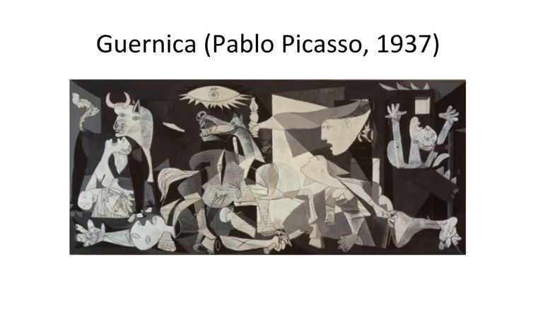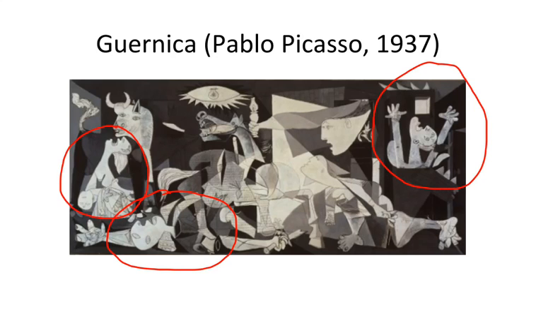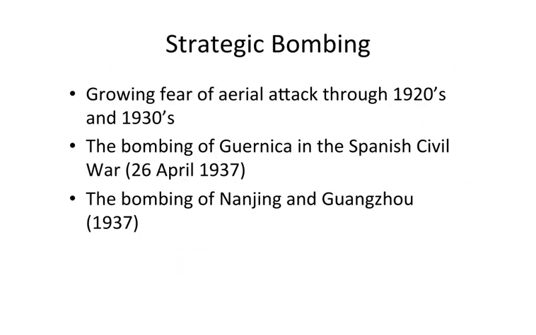This painting is remarkable for its symbolism. It's been studied extensively, but amongst the many symbolic items of note in the painting are the images of civilians suffering during the bombing of this city. A second example is the bombing of Nanjing and Guangzhou. These examples occurred during the Japanese invasion of China, which saw the bombing of many cities by the Imperial Japanese Navy and Army Air Services.